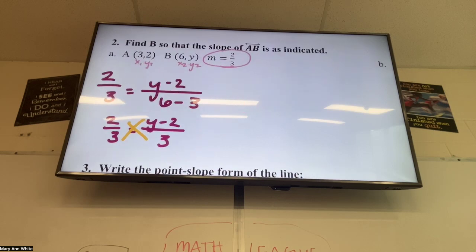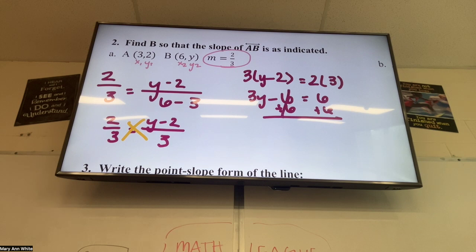I get, and if you want to distribute it out carefully so you don't mess anything up, that's okay. I get 3y minus 6 equals 6. And then I add 6 to both sides. Don't get tripped up. Yesterday I said 6 plus 6 was 0. So as long as you don't do that, then you're having a better day than I did yesterday, right? And then we divide by 3 and we get y equals 4. And so that means if the points 3 comma 2 and 6 comma y give us the slope of 2/3. Now I see some of our brains working a little bit.